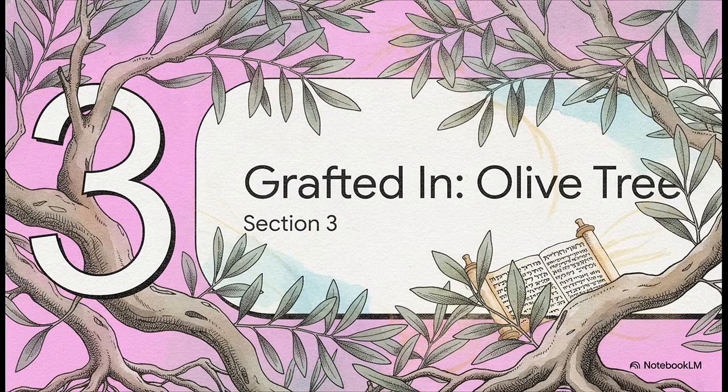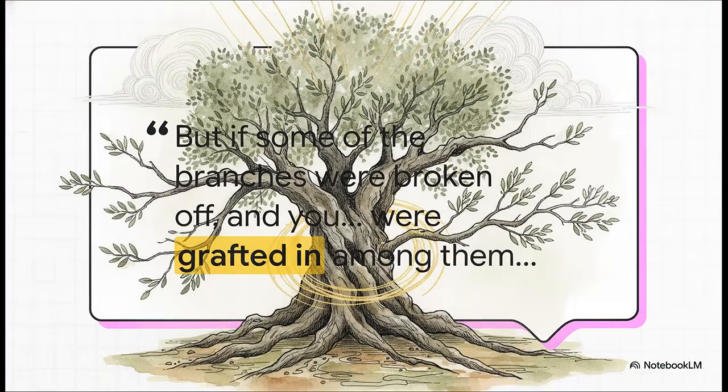Which brings us to Section 3, Grafted In, the olive tree. This brings us into a deep, highly analytical reading of the Apostle Paul's letter to the Romans, specifically chapter 11, which beautifully explores how God sees this new, unified body. Paul uses a really powerful metaphor here. He speaks of a cultivated olive tree, which represents the root of Israel.